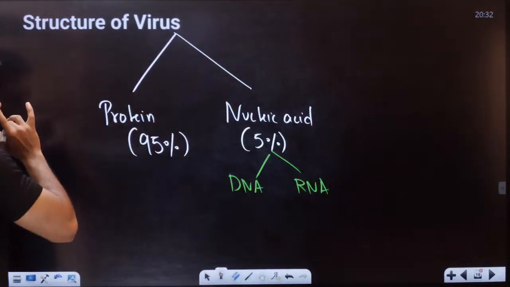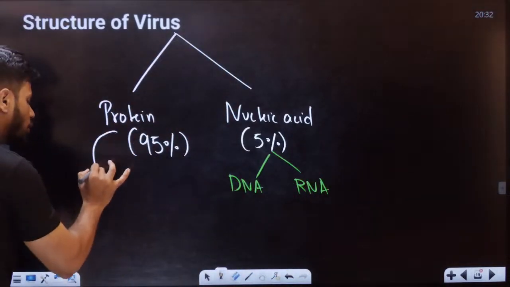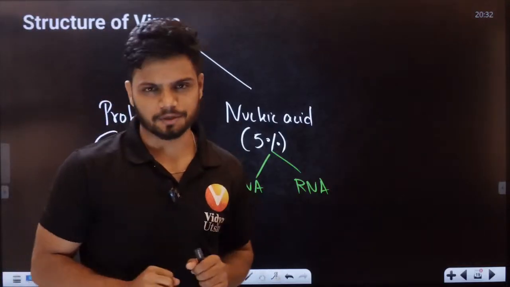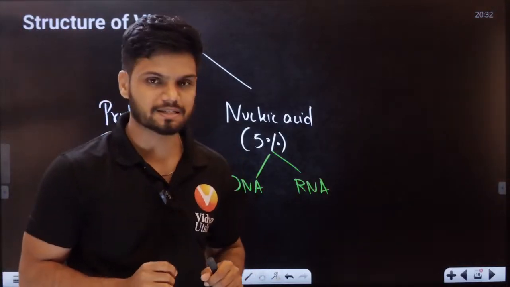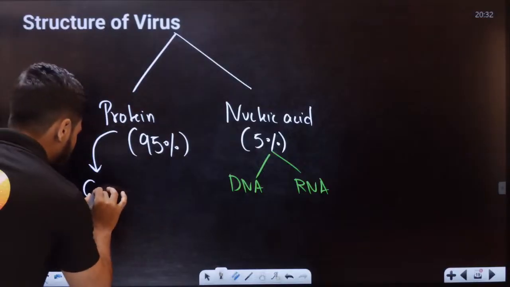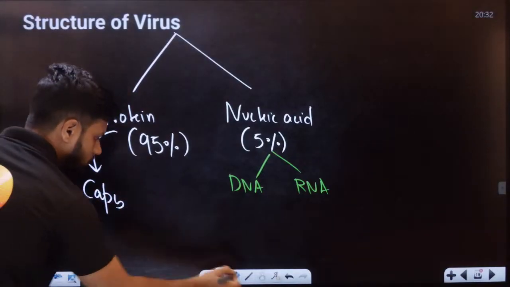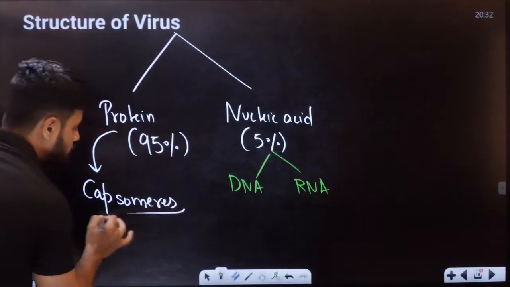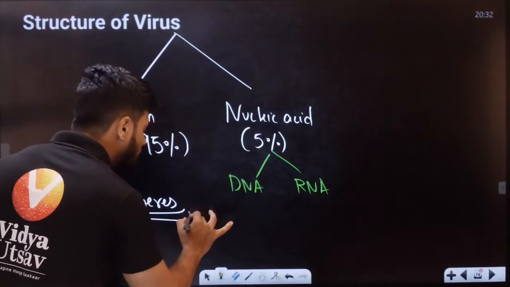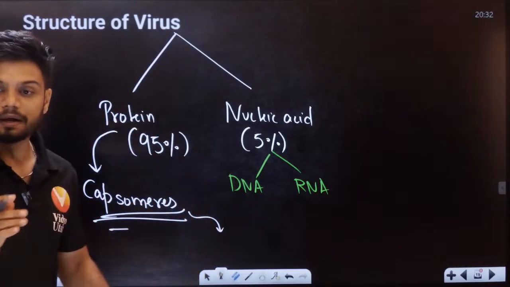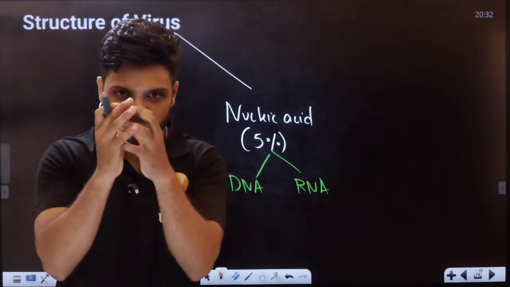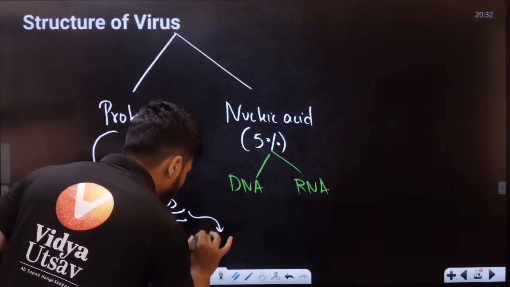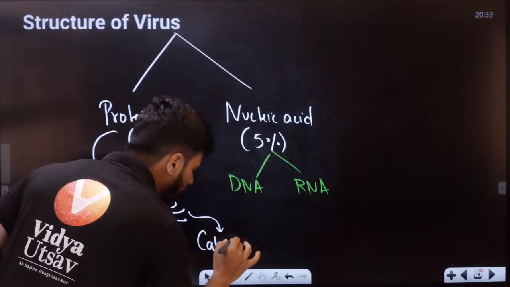Now, students, here this protein coat actually has these round structures. They are called capsomeres. The protein actually has something called capsomeres. When multiple capsomeres join together, it becomes a capsid. I'll show you, don't worry. If you don't understand, I will show you a diagram. What is a capsid?